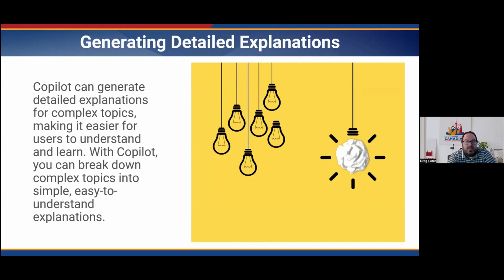Copilot can generate these detailed explanations for complex topics. It can take things like calculus and physics, which in general are pretty complex conversations that you have with people, or complex understandings of some of the different theories. And Copilot can take those theories and very complex things and break them down into simple, easy to understand explanations. So you're not just left sitting there scratching your head, wondering what different things mean or how to apply them too.